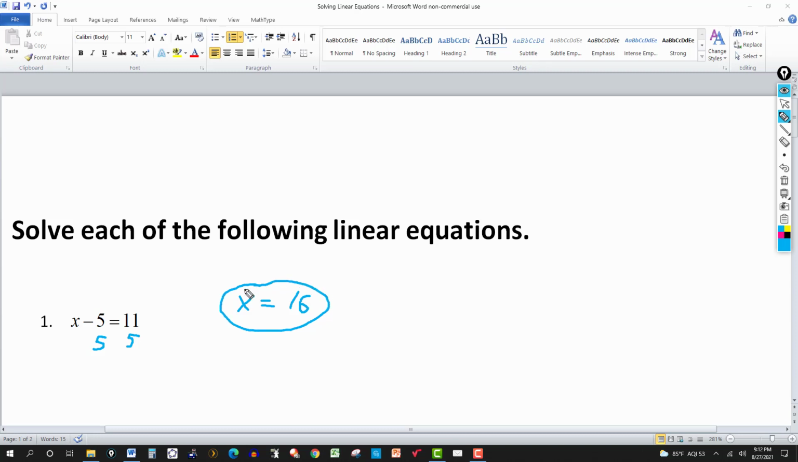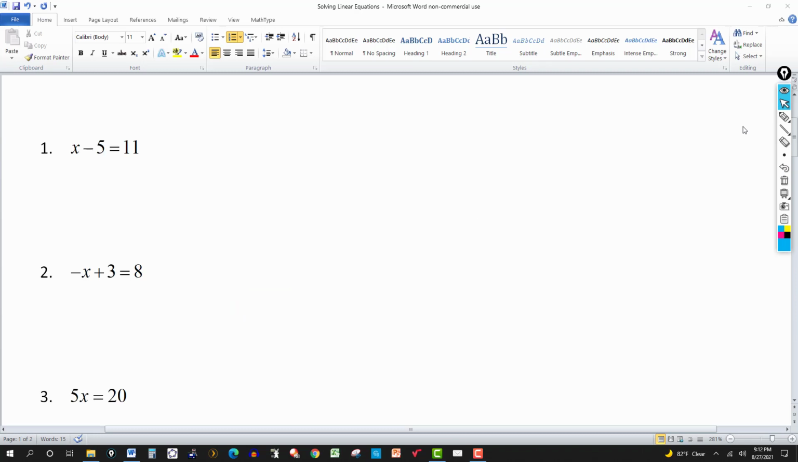We're going to go through step by step, and then I'm going to come back and give you some shortcuts to some of these problems. So the solution to the first one is x is equal to 16. So here we go to the next one.